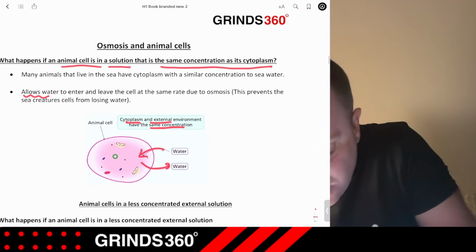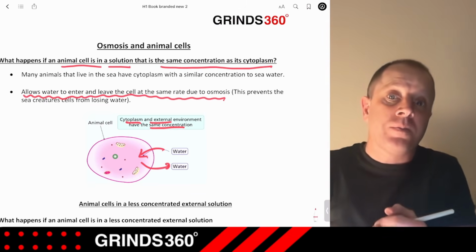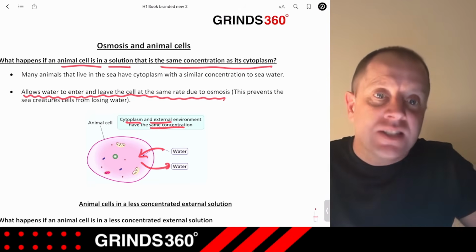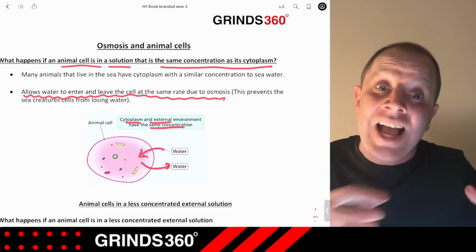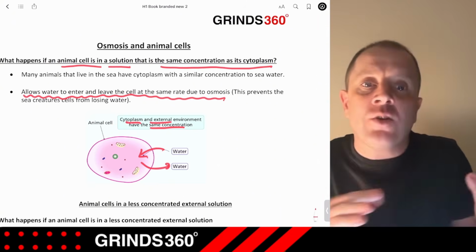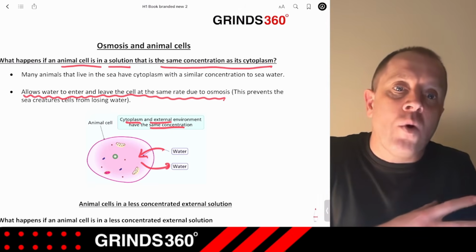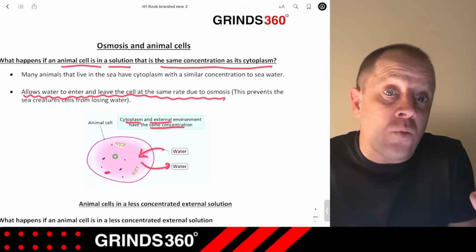Okay, so just note there, that allows water to enter and leave the cell at the same rate due to osmosis. Alright, and that's how animals live in seawater, because their cytoplasm has the same salt concentration, the same solute concentration as the seawater. So then they don't have to try to deal with the issue of living in salt water. Okay, so that's how they survive in salt water.